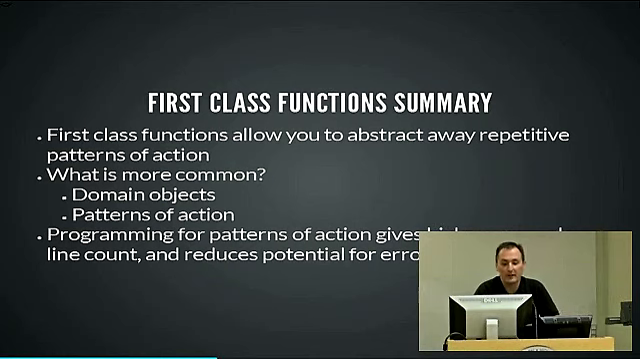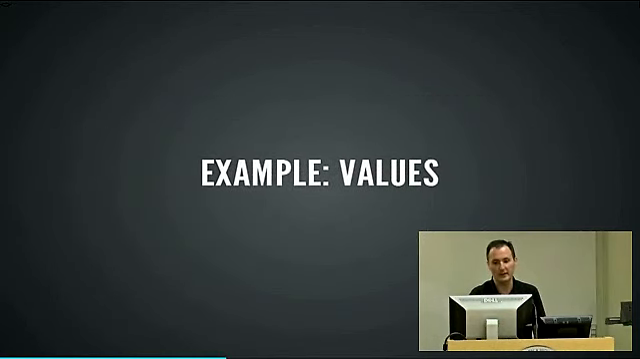Okay, so in conclusion, first-class functions allow you to abstract away repetitive behaviors. And you have to think about this when you're programming. What's more common, domain objects or patterns of action? Domain objects generally, unless they're very general domain objects like date or time or something like that, really are not things you're going to use in every program. But patterns of action you use everywhere. You use collections everywhere. So if you program for patterns using first-class functions, you get a lot of reuse. It reduces the amount of code you have to write. It also reduces your potential for errors. If I have a correct solution once, that solution works correctly everywhere I use it. If it turns out that there's a bug, I only have to fix that bug in one place and everybody else gets the fix.